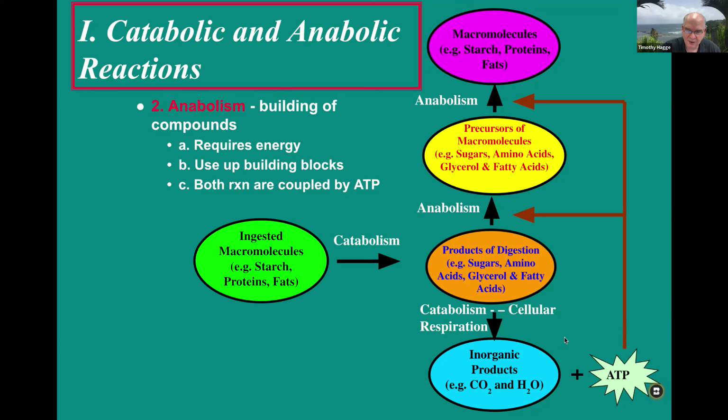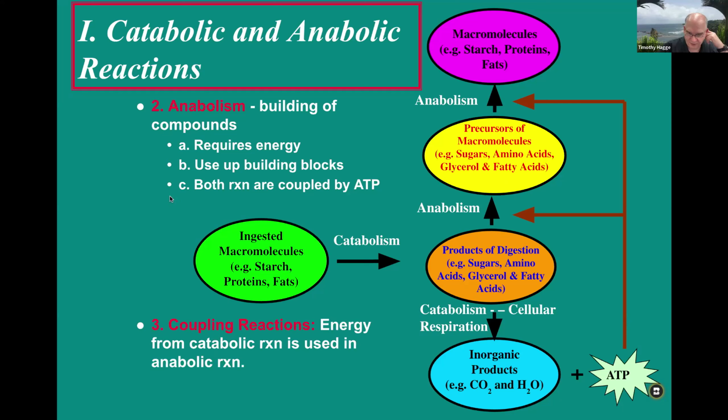Make ATP. And then notice if we go up here from our basic units, we're doing anabolic reactions where we take those basic units, along with ATP energy, and make the more complex macromolecules. So taking glucose molecules and making starch, or taking amino acids and making protein, and so on. Again, with these coupling reactions, the energy from catabolic reactions is used in the form of ATP to do the anabolic reactions where we make those more complex molecules.